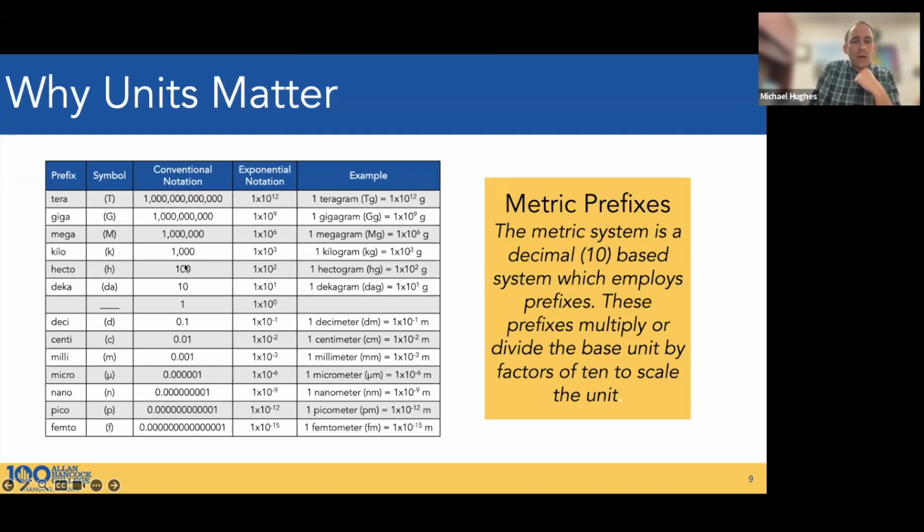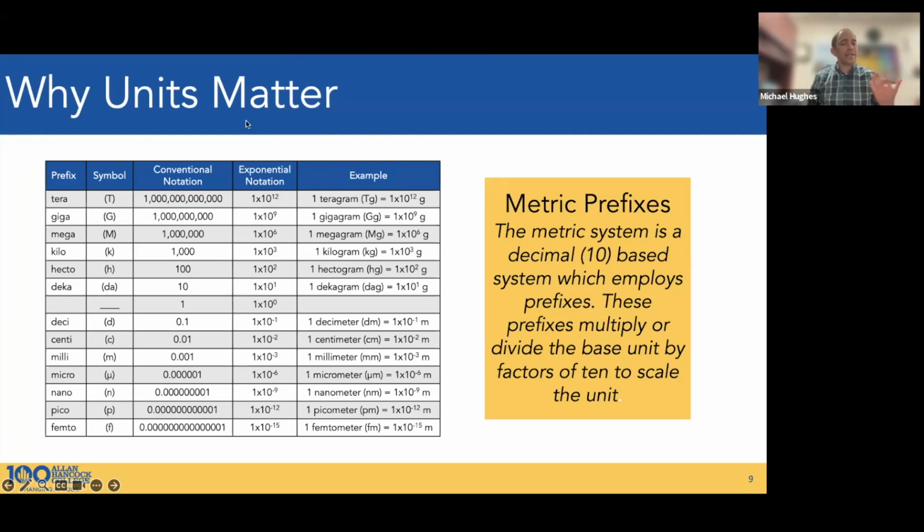Hectogram would be 100 times that, so it would be 100 grams, or 1 times 10 to the second grams. Kilo, which is something we'll see a lot, is 1,000 of a unit. So a kilogram would be 1 times 10 to the third, or 1,000 grams. We'll jump a few orders of magnitude to mega. Mega, with a capital M, is 1,000,000, or 10 to the 6 grams. So 1 megagram is 10 to the 6 grams.